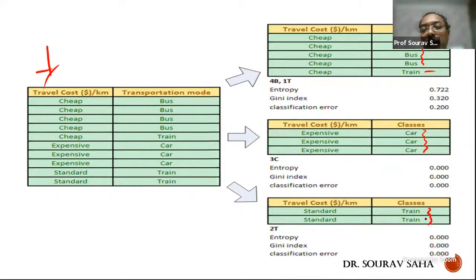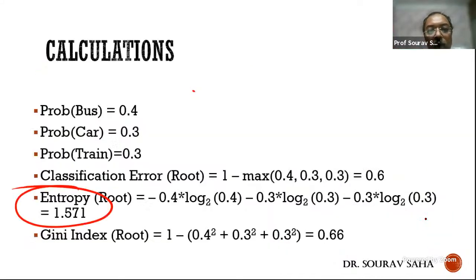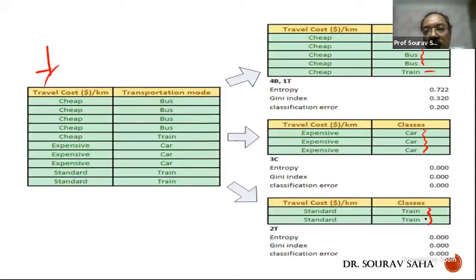If I compute the impurity based on entropy, it is 0.722, Gini index is 0.320, and classification error is 0.20. Right? So at the root node, if I go back, my classification error was 0.6, entropy was 1.571 and Gini index was 0.66. And here, after splitting by travel cost, expensive and standard have already become homogeneous. Cheap, there are some issues. We need to work with that.